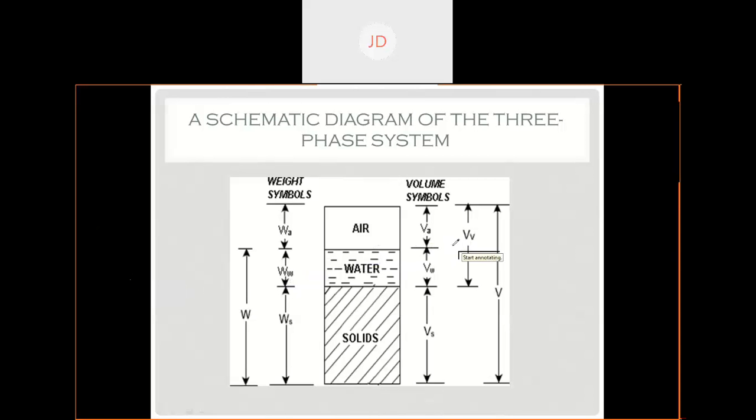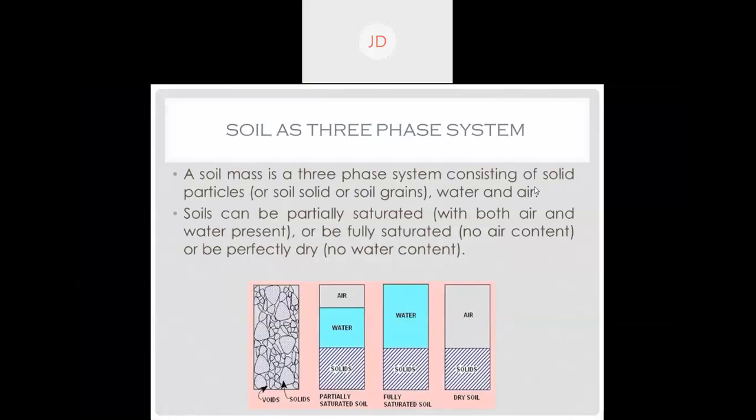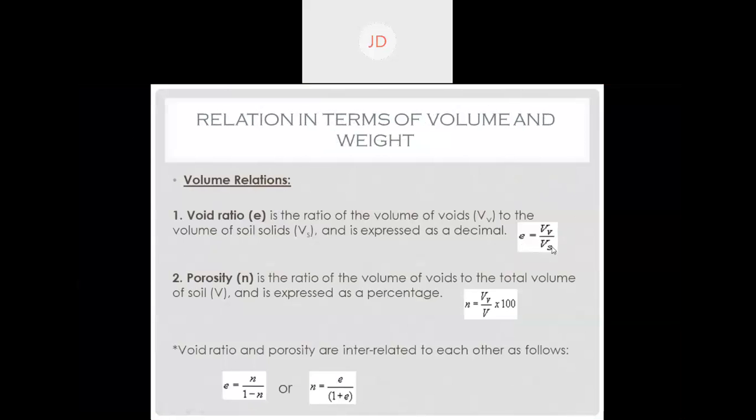So what is void ratio? Void ratio, denoted by small e, is equal to the volume of voids divided by the volume of solids. Dividing this volume by this volume, you will get the void ratio. That is small e. Fine.